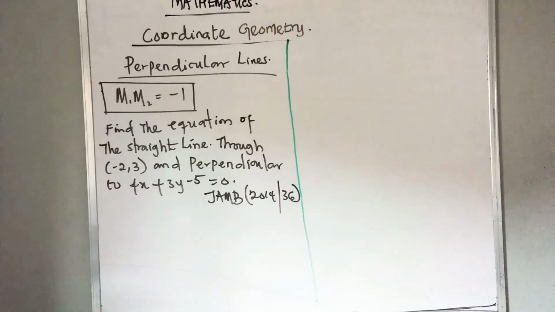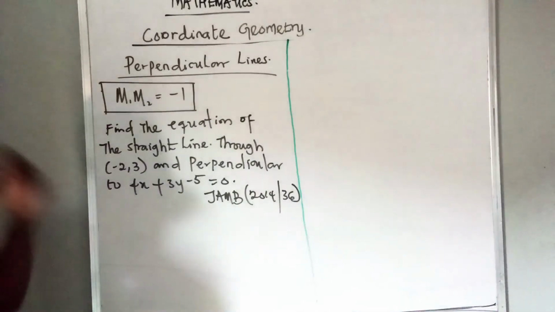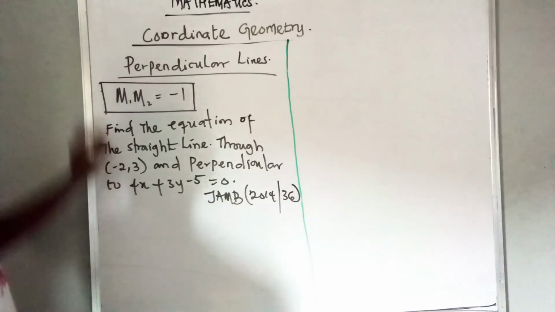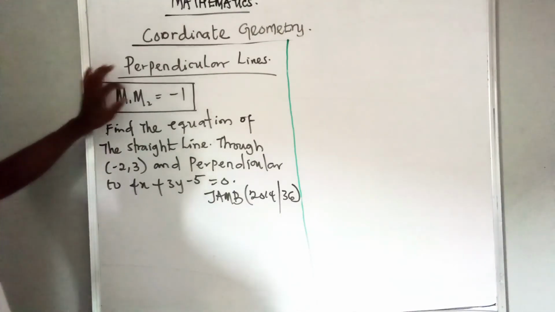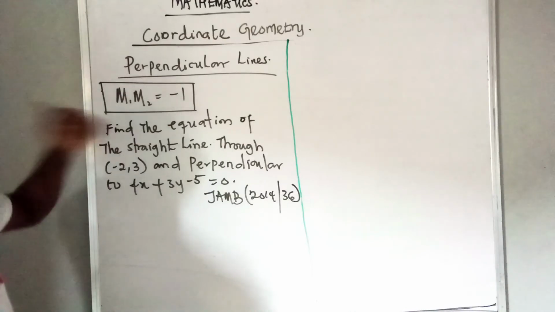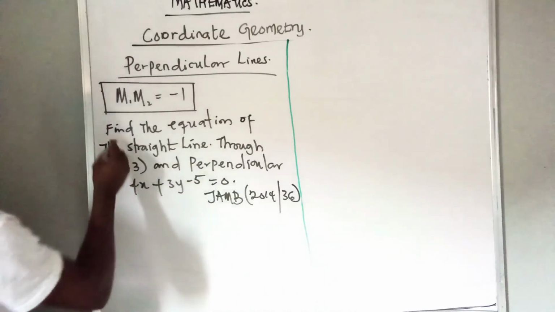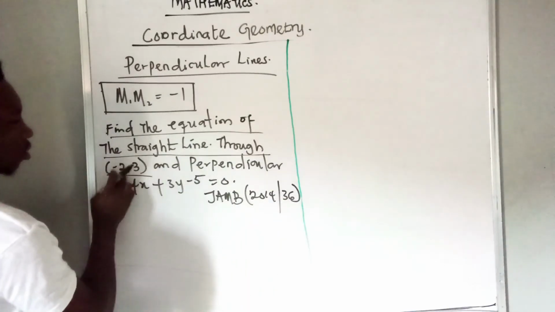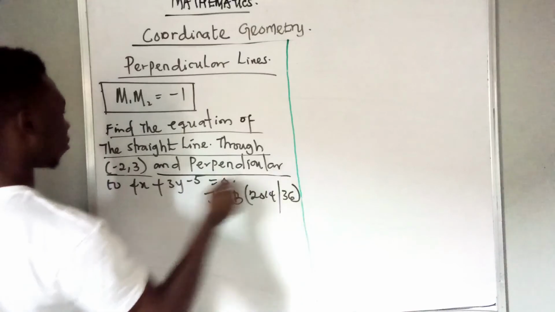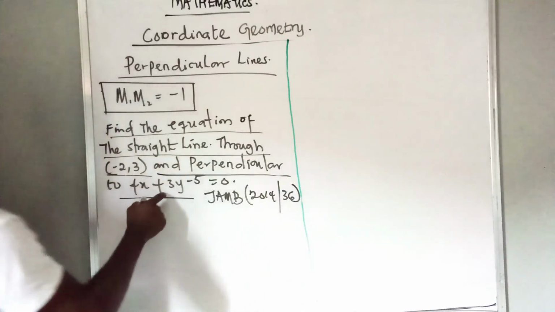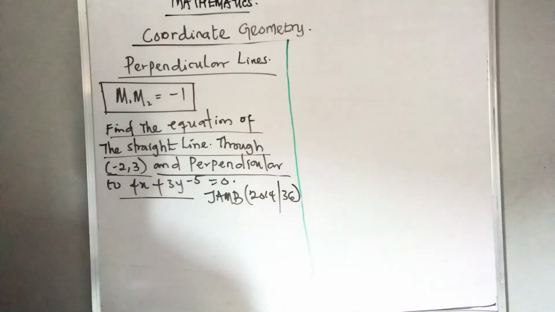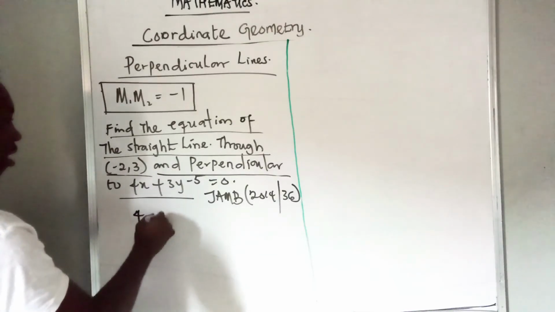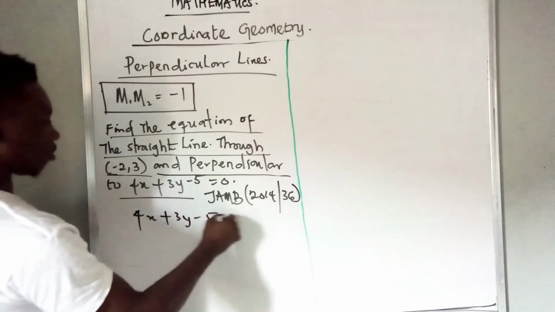So moving straight ahead, we have perpendicular lines. Our perpendicular lines are not different, it's still just like what we've been doing. But here, the m1 and m2, your two slopes, give minus 1. So now we have a question. Find the equation of the straight line through the points minus 2 and 3 and perpendicular to 4x plus 3y minus 5 is equal to 0. So let's get the equation here. 4x plus 3y minus 5 is equal to 0.